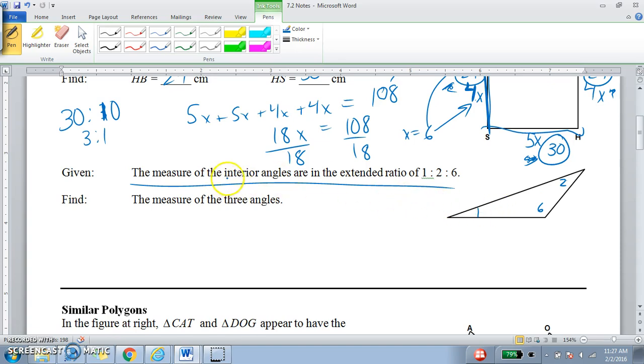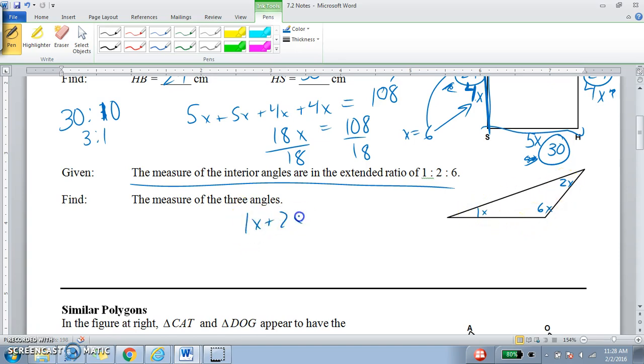So again, we don't know what needs to be multiplied by these numbers in order to get us the total that we need, which, since we're talking about angles in a triangle here, we need these to add up to 180. But 1, 2, and 6 don't add up to 180. So we need to multiply them all by something, we don't know what that is yet, to get us to a total of 180, but still keep the ratio the same.